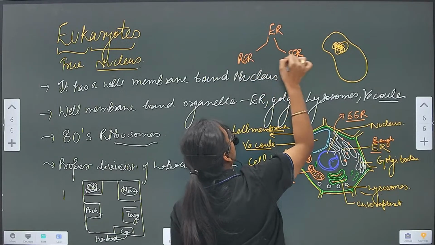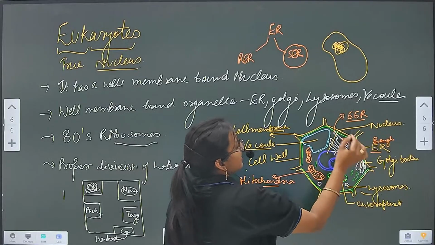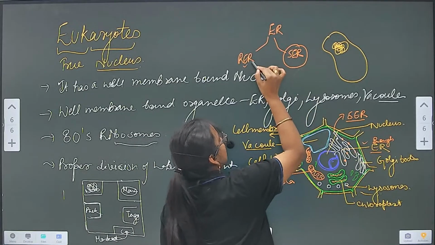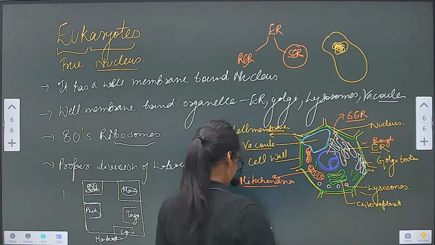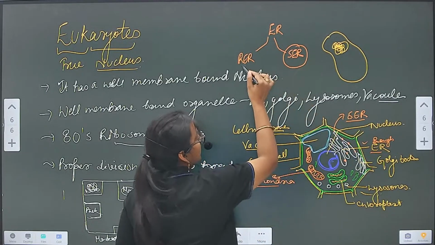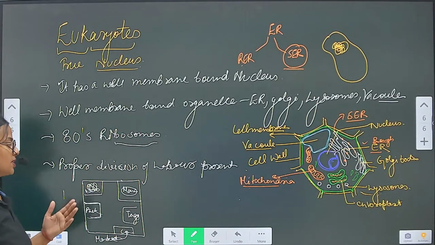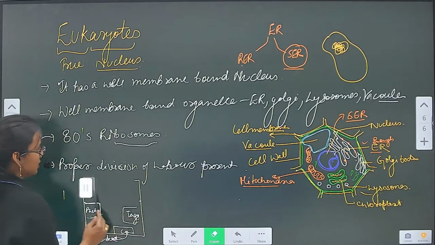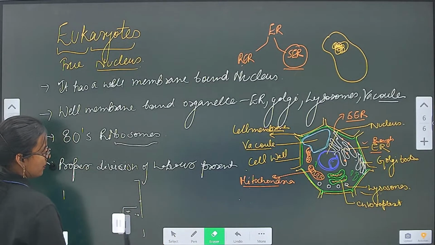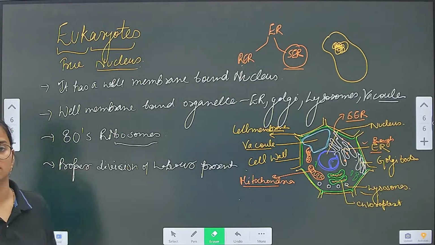If ribosomes are present on the surface like this, then it is called rough endoplasmic reticulum. If it is smooth like this or this, then it is smooth endoplasmic reticulum. I hope I am clear with the concept. You can just note it down, and we'll proceed further with the components of the eukaryotic cell, that is the cell wall, cell membrane and all that.